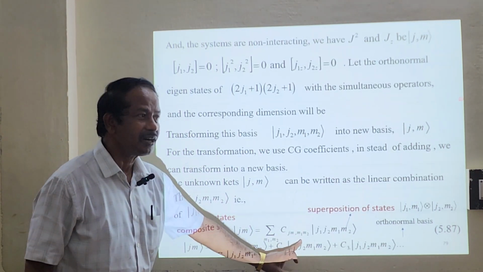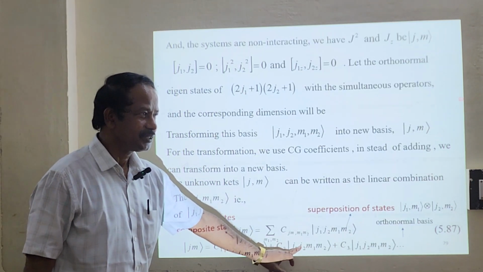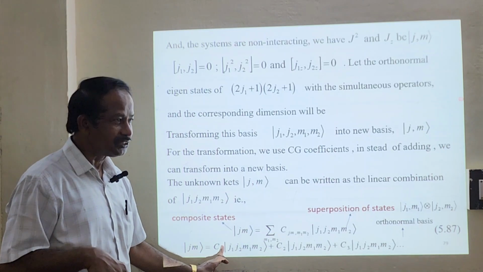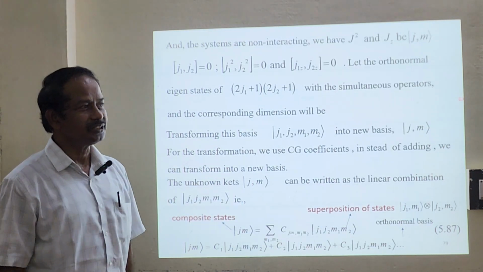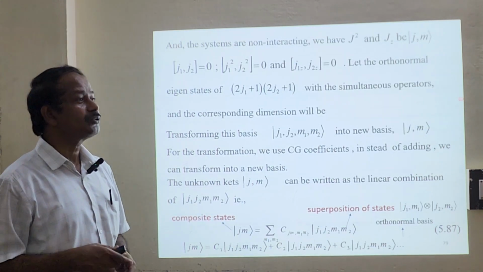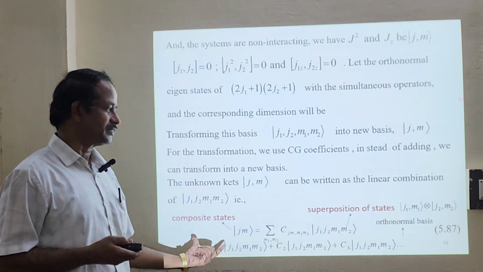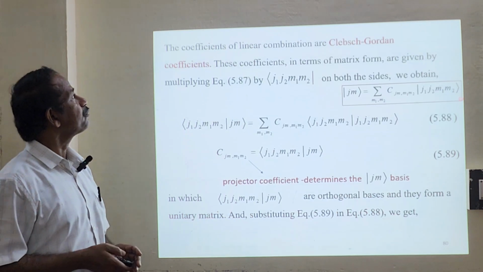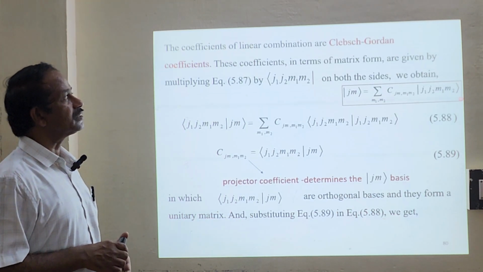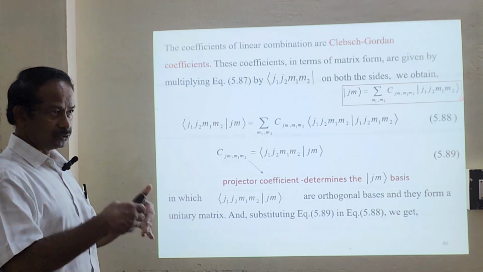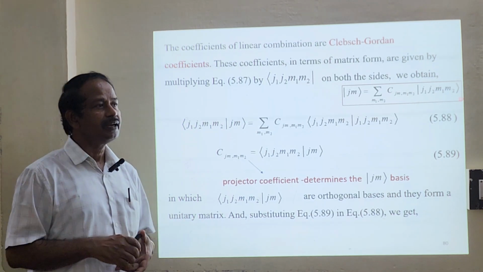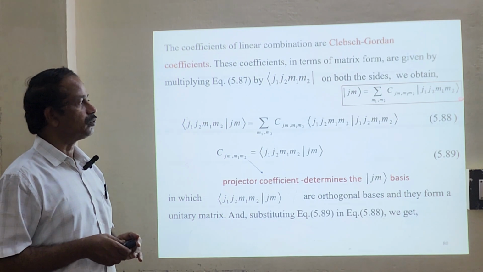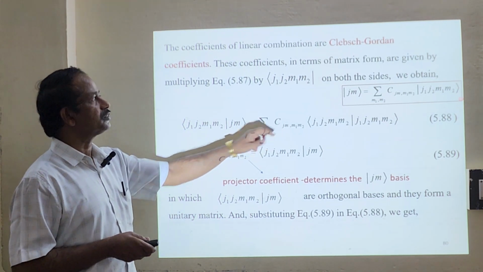Suppose we take the bra everywhere, the bra of this one, and you will get C2 alone. C1 will be 0, C3 will be 0. That's why I said they are all orthonormal, complete sets, so they are all orthonormal bases. The coefficients of the linear combination are the Clebsch-Gordan coefficients. Those coefficients which we get out of the projection vectors are nothing but the Clebsch-Gordan coefficients.